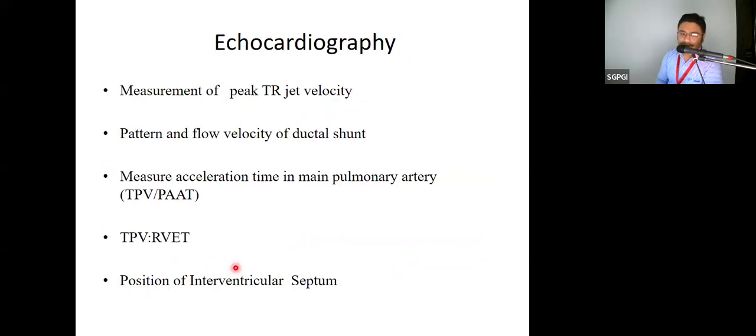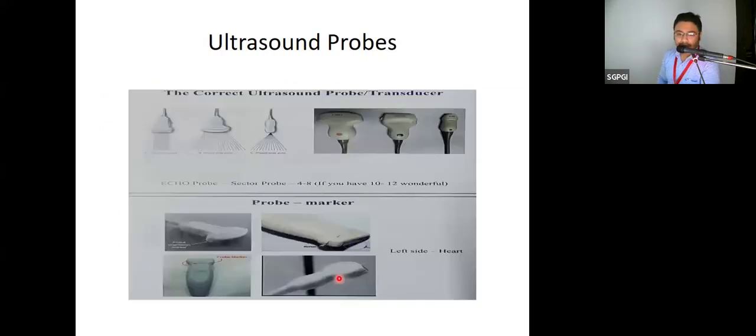Now the echocardiography. The various measures are, one, the peak TR jet velocity. Then the pattern and flow velocity across the ductus arteriosus that we have to look out for in the echocardiography. Other indicators of PPHN in echo are the TPV, time to peak velocity, divided by the pulmonary artery acceleration time, and the TPV divided by the right ventricular ejection time, and also the position of the interventricular septum.